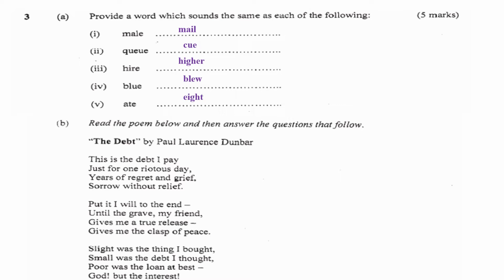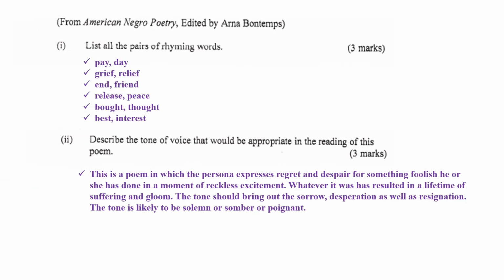You might as well pause within that particular part there, that slide, so that you get to read the poem for the second time. Now, it is adapted from the American Negro Poetry, edited by Amma Bottoms. List all the pairs of rhyming words from the poem. As part of this poem, we have pay, day, grief, relief, and friend, release, peace, both, thought, best, and interest.